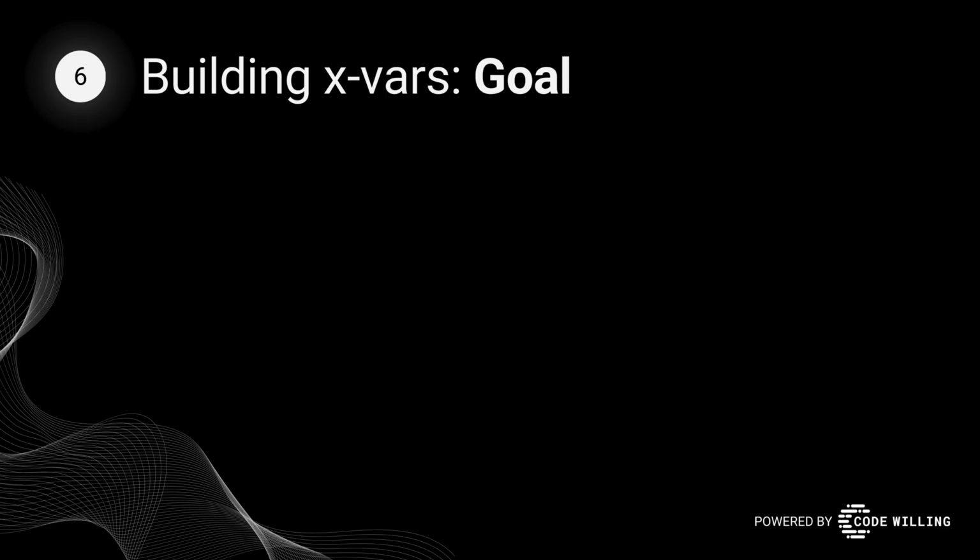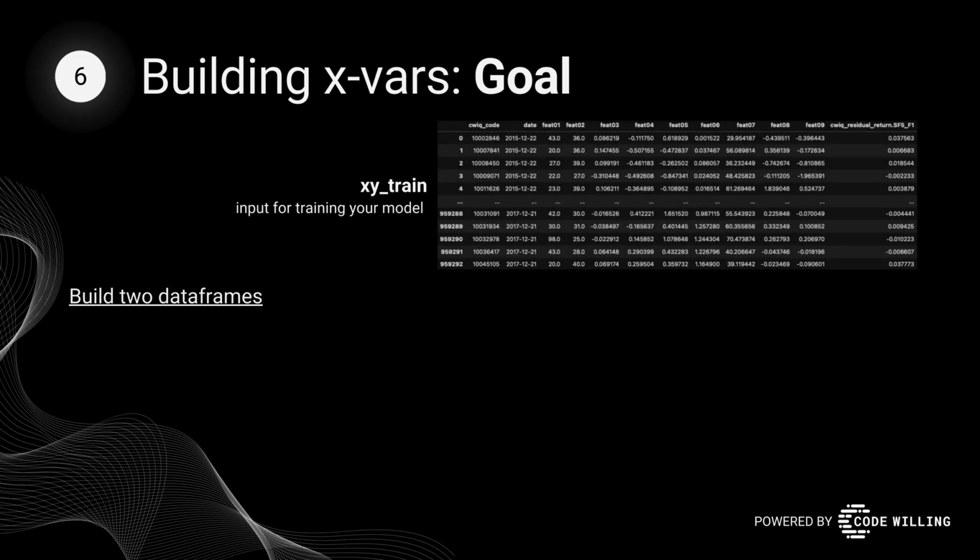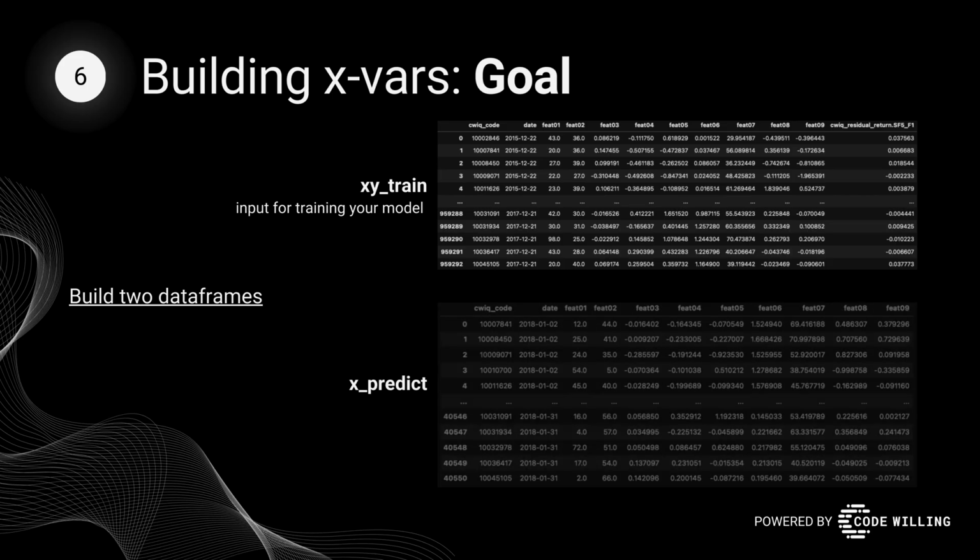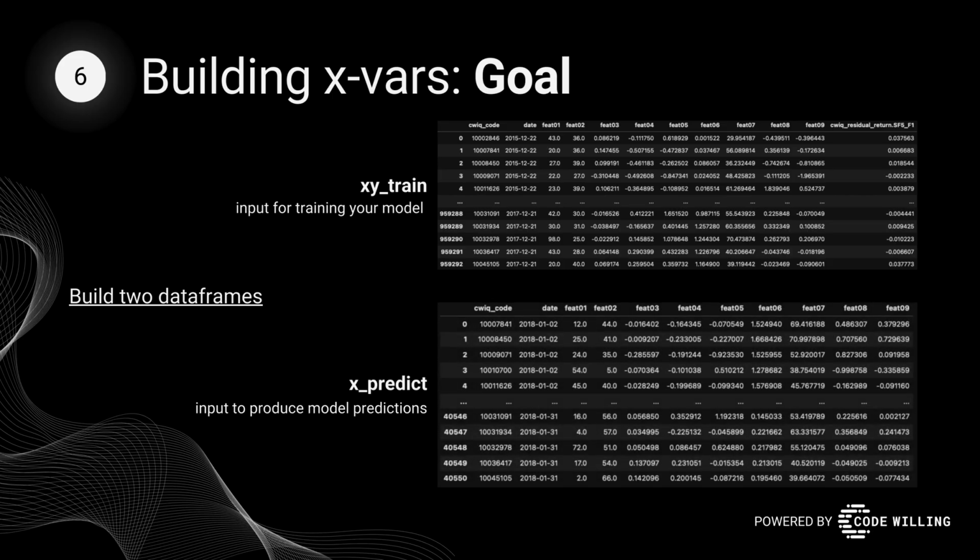In this section, we'll build our X variables, or features, that serve as inputs to our model. This involves transforming the raw datasets into useful features. The goal is to create two data frames: X, Y train, which is used to train our model and contains both features and the target variable, and X predict, which is used for generating out-of-sample predictions with the trained model.